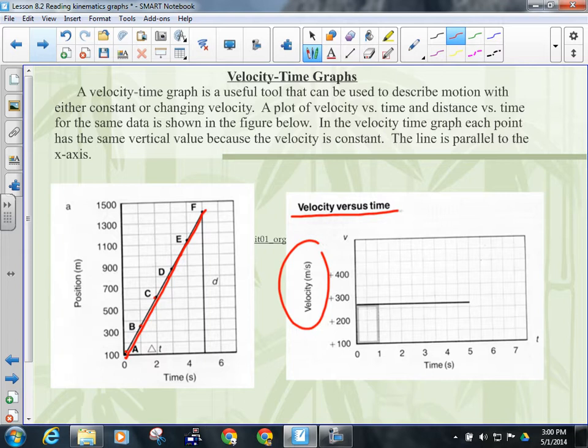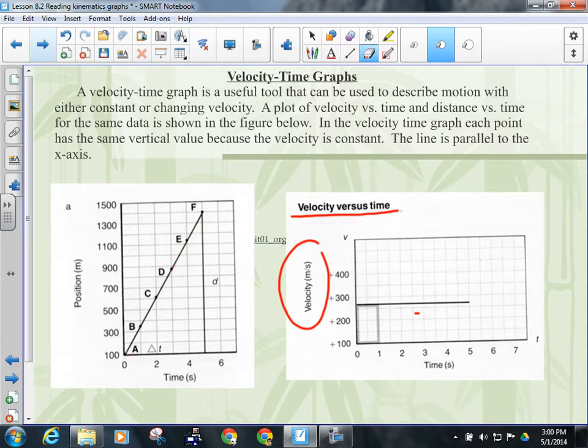Because it's flat. And we just finished talking about how a flat line means an object's not moving on a position versus time graph. On a velocity versus time graph, it means the velocity is not changing. That means traveling at a constant velocity. Okay, everybody with me there? All right.